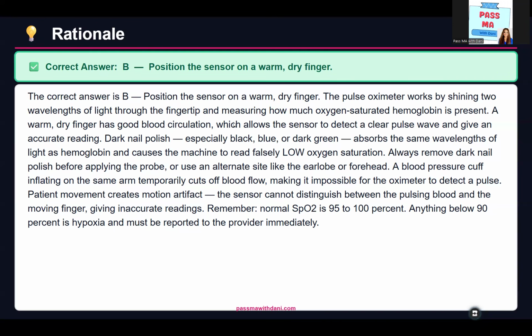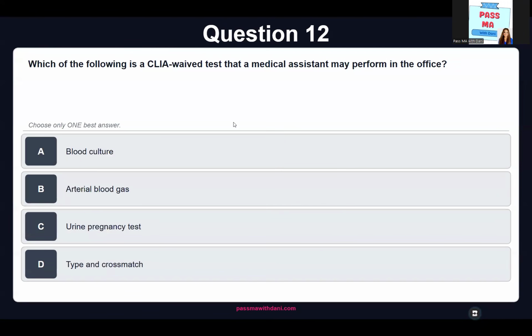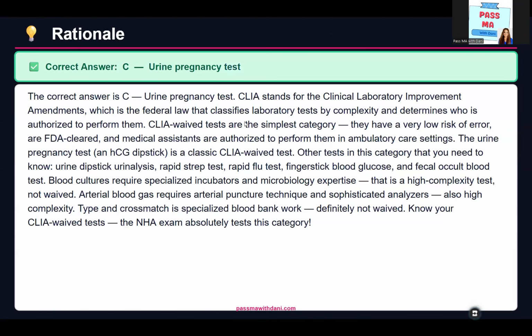All right, guys, next question. Number 12. Which of the following is a CLIA waived test that a medical assistant may perform in the office? Is it A, blood culture, B, arterial blood gas, C, a urine pregnancy test, or D, type and cross match? For number 12, if you said C, a urine pregnancy test, then you are correct.